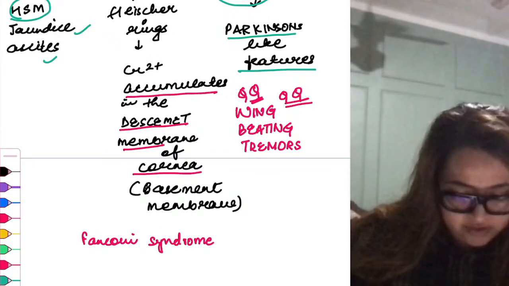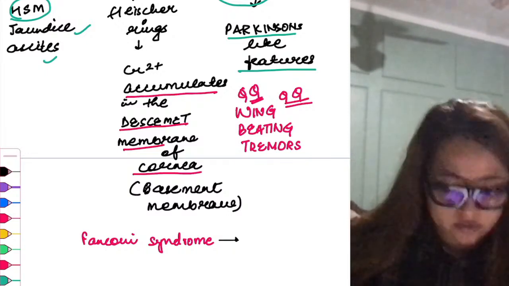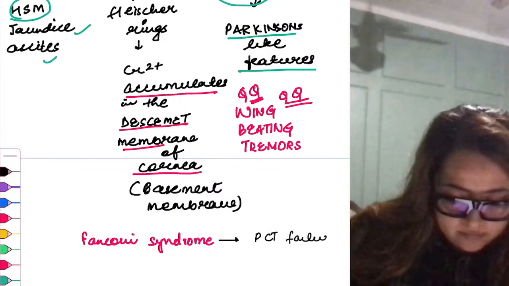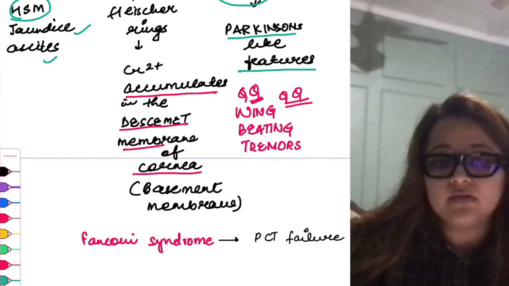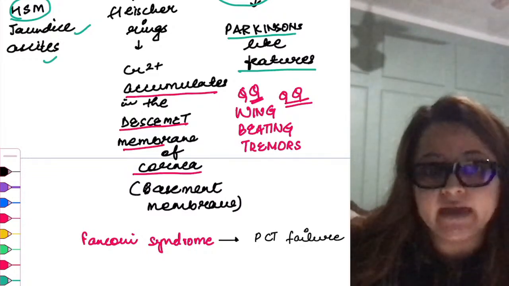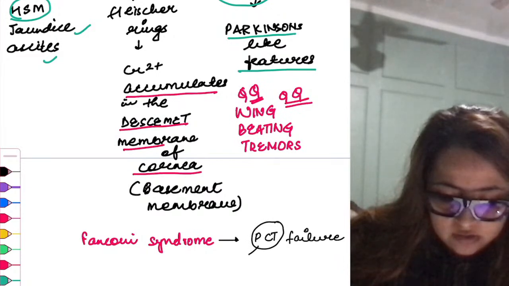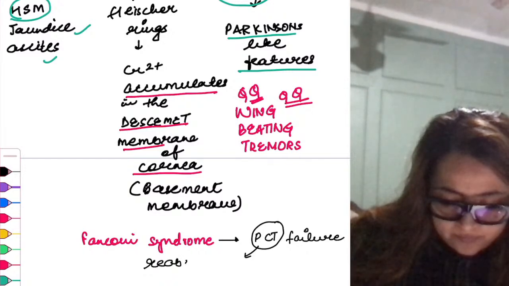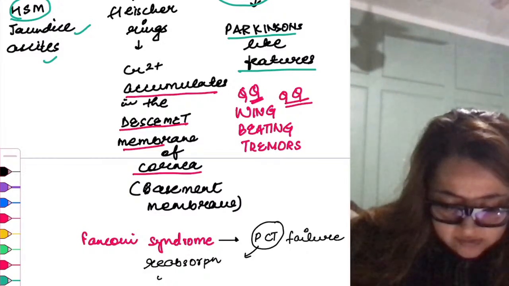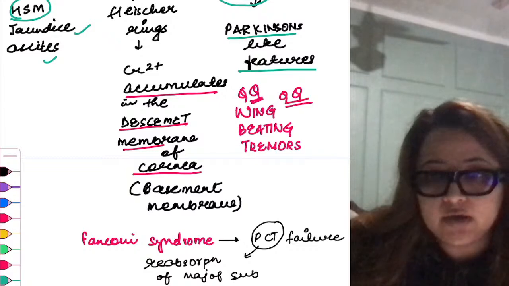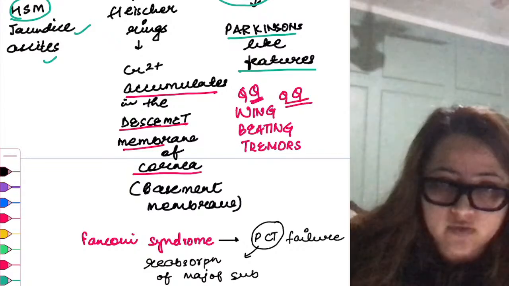Whenever you have to talk about Fanconi syndrome, remember, you should always write it as PCT failure. PCT failure means that whatever function the proximal convoluted tubule was doing normally, that is gone. Normally the PCT is responsible for reabsorption of the majority of substances. Now, if PCT fails, obviously the things that were getting reabsorbed will now get excreted via urine.